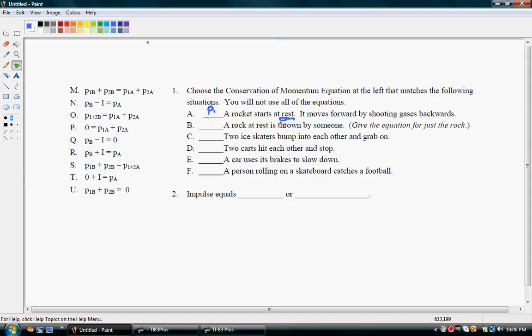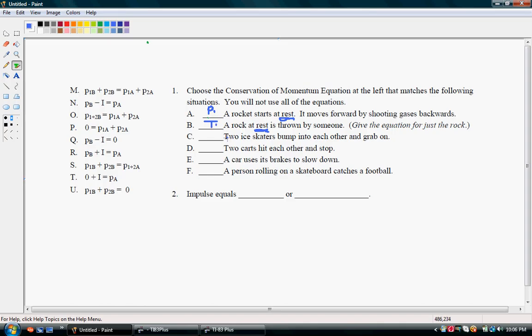Alright, a rock at rest is thrown by someone. So give the equation for just the rock. So we're looking at this rock that's at rest. So we're looking for a 0 before, and then it's thrown by someone. So afterwards it's going to have a momentum. Now how do we get from 0 to having momentum? Well, we added an impulse. So we should have 0 plus impulse equals momentum, which is T.